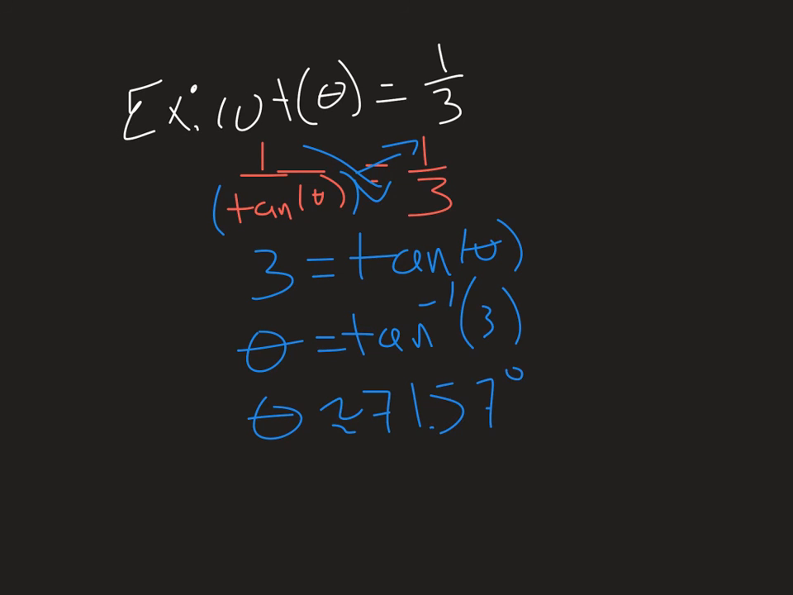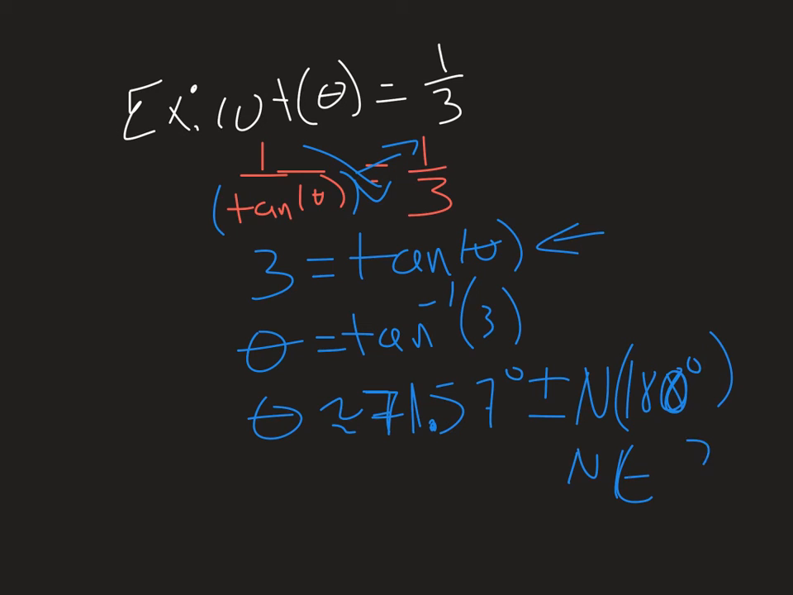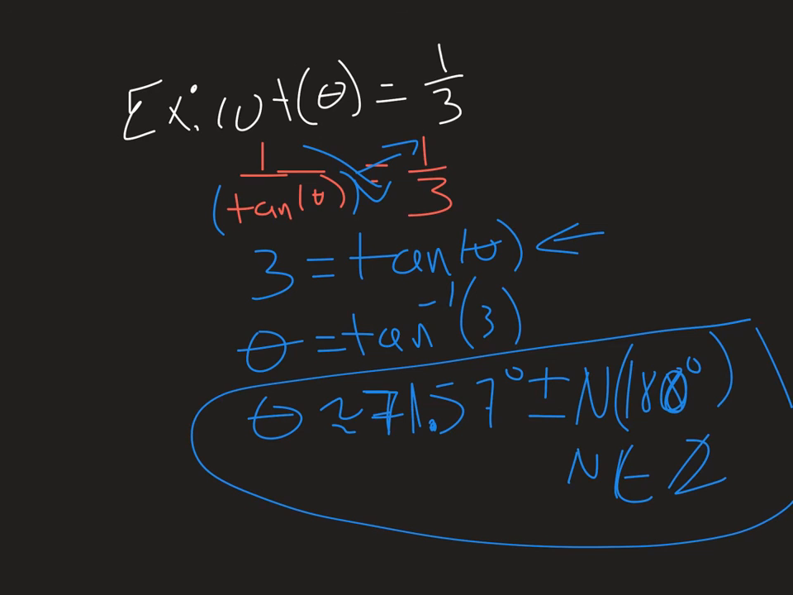And since cotangent is the reciprocal of tangent, and I'm solving a tangent equation here, then I can just say, okay, plus or minus any multiple of 180 degrees, where n is an integer. And that would be my solution. So cotangent, turn it to a tangent, and then solve.